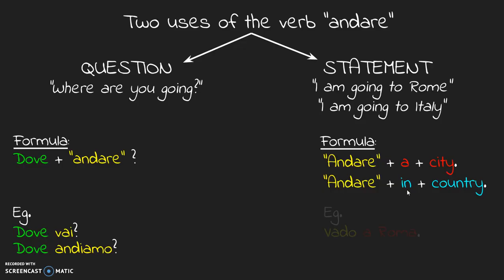So some actual examples here. Vado a Roma. I am going to Rome. Or vanno in Italia. They are going to Italy.